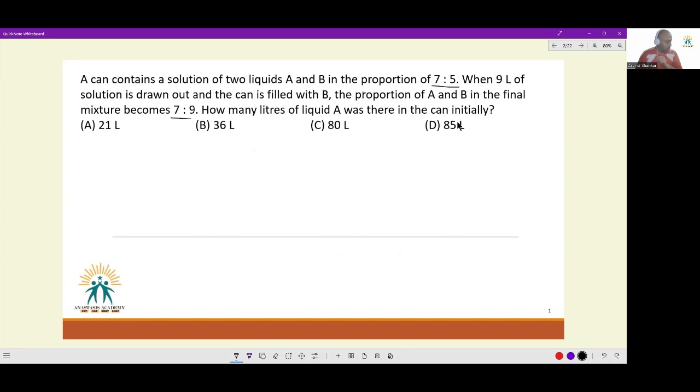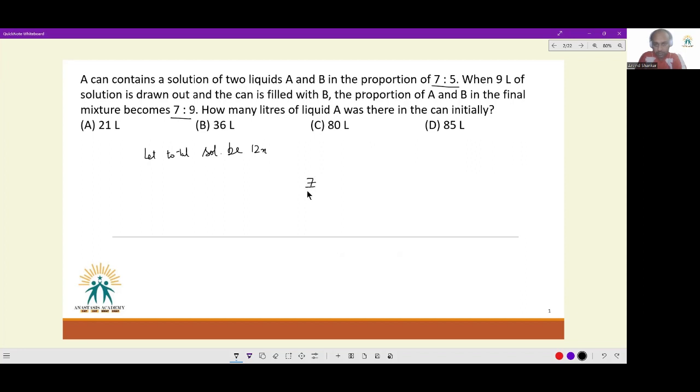Now you can make the hero of your storyline either A or B, and you can solve it via equations or via allegations; all different ideas are present. So first I will solve it via equations and keep the hero of the storyline as A. Let the total solution be 12x. So now when you've taken out 9 liters, how much of A would be left?